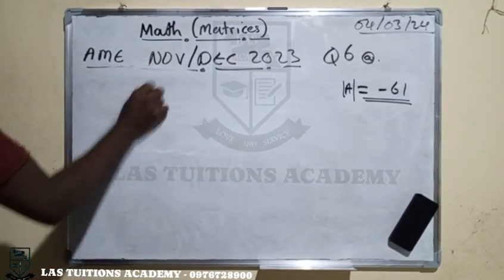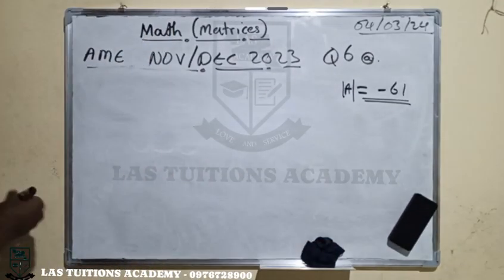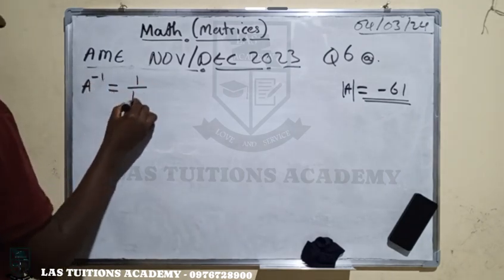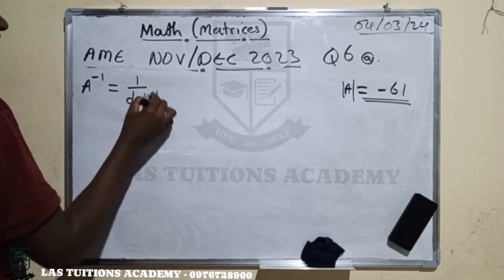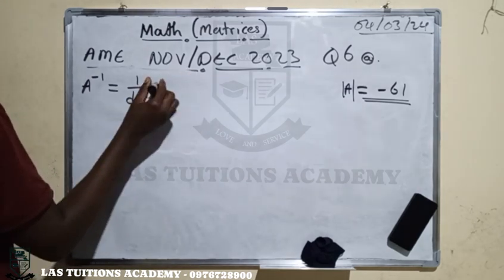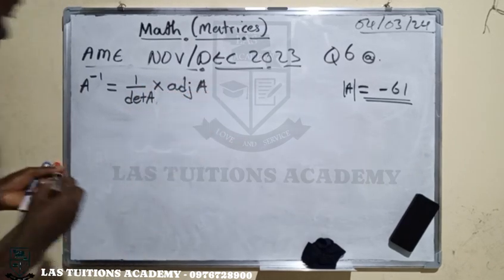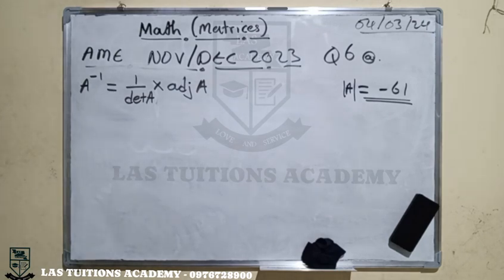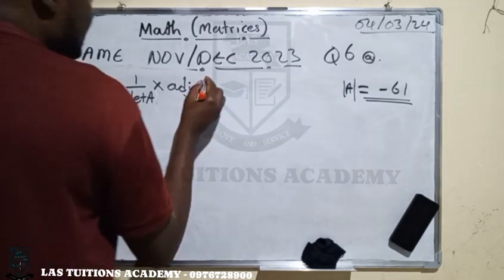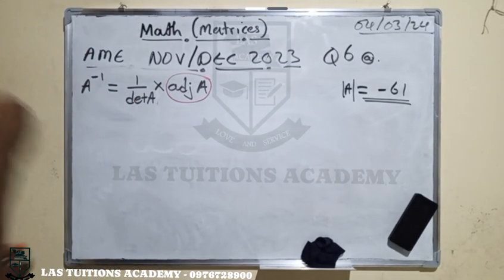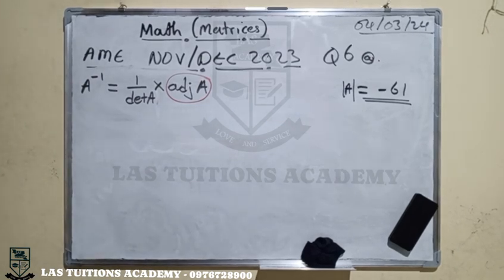Now, A inverse is simply equal to 1 over determinant of A times the adjoint of A. So 1 over determinant times the adjoint of A. Now, where we have a secret is how to find the adjoint. How do we find the adjoint of A for a 3 by 3 matrix? That's where the secret is.